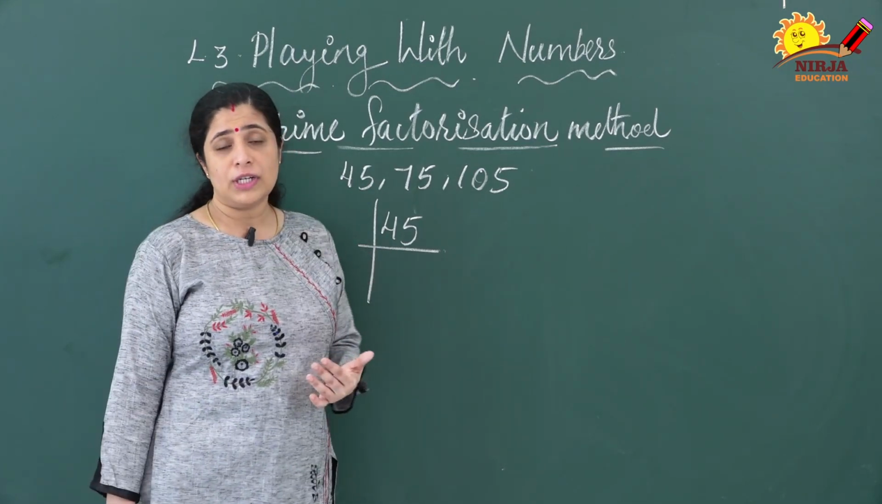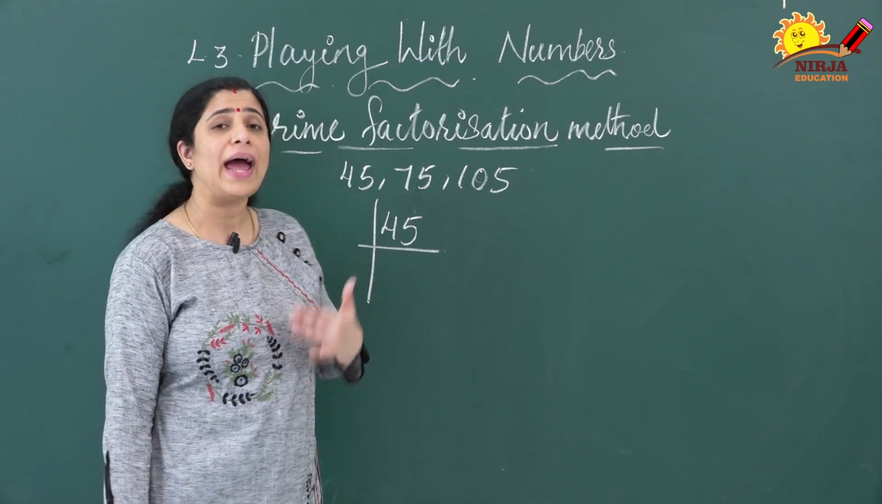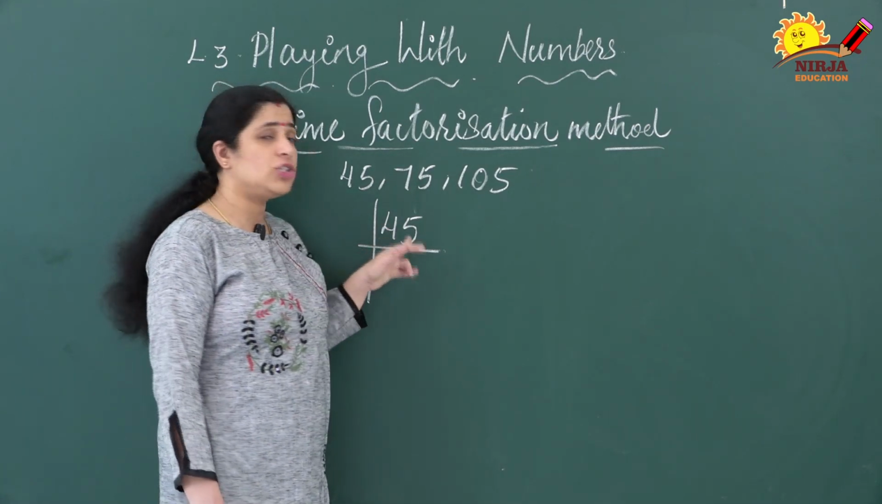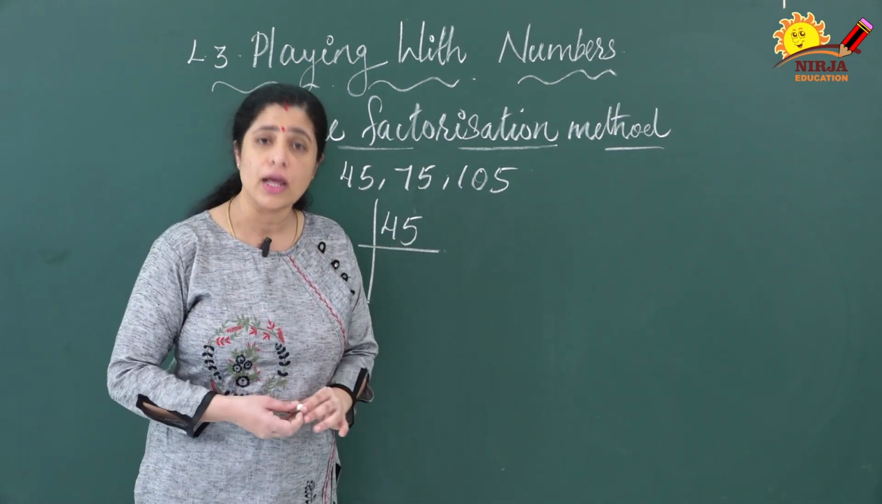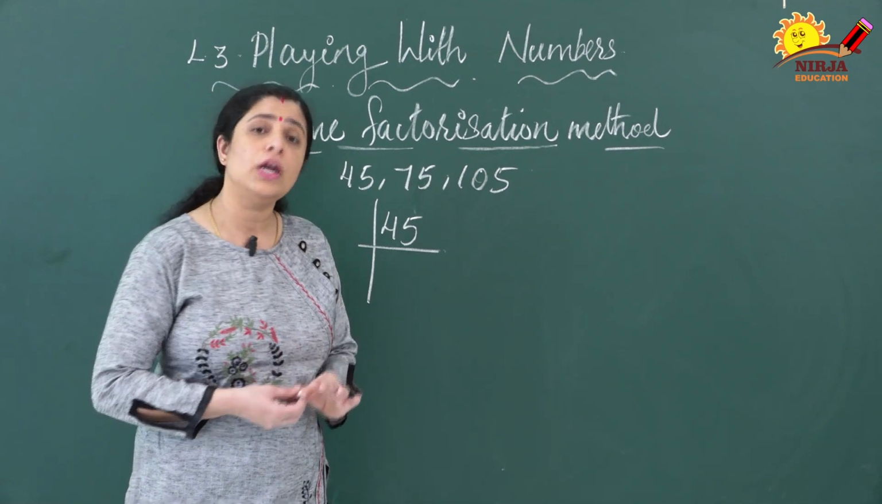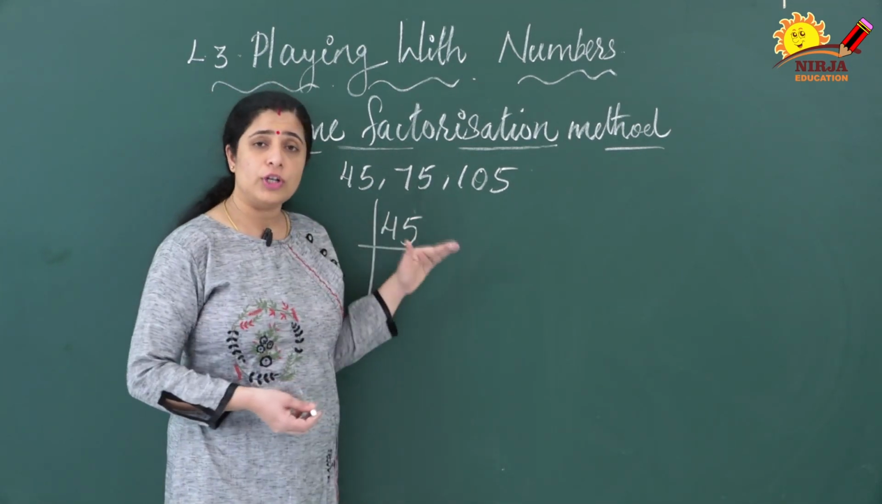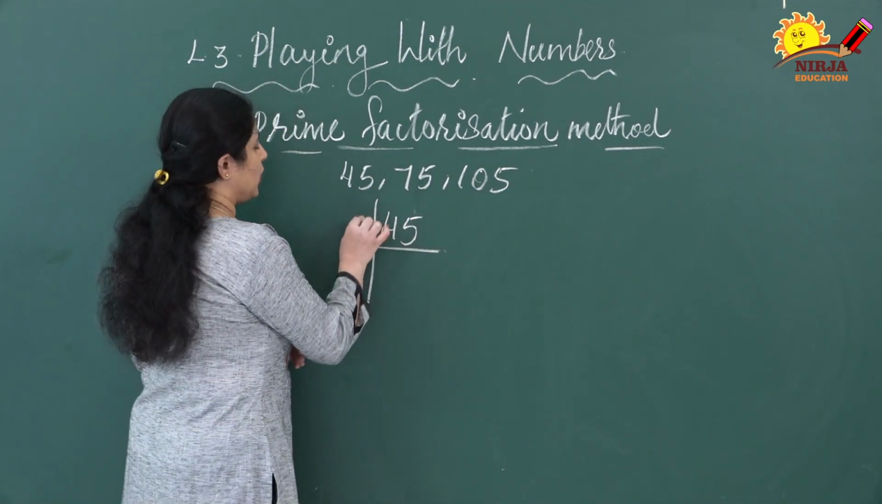To check the divisibility test, what you have to do? You have to add the digits. When you are adding the digits, 4 plus 5, you are getting 9. 9 is a multiple of 3. So you can divide this 45 by 3. So I am going to divide it by 3.